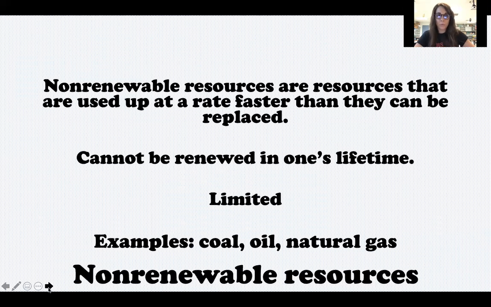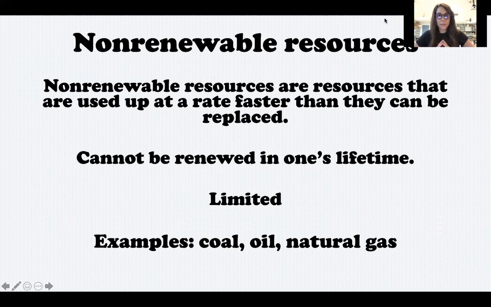A non-renewable resource is a resource that's used up at a faster rate than it can be replaced. They cannot be renewed in a person's lifetime, and they are very limited. Examples of non-renewable resources are what we call fossil fuels, and these are coal, oil, and natural gas. These are called fossil fuels, and the reason that they are non-renewable is because coal, oil, and natural gas were created over hundreds of millions of years ago.